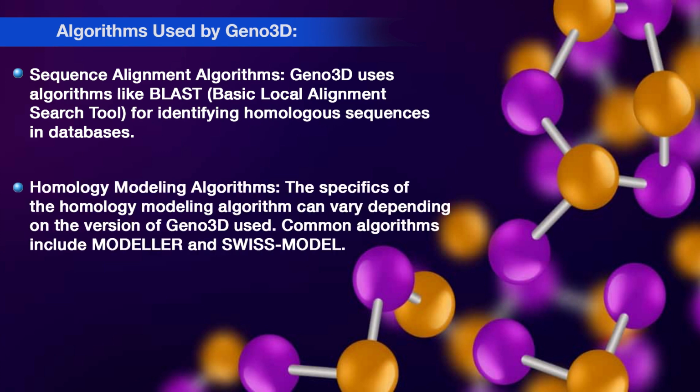Second one, homology modeling algorithms. The specifics of the homology modeling algorithm may vary depending on the version of Geno3D used. So, there are different versions. As the algorithm enhances, the software also gives better enhanced results. Common algorithms used in Geno3D are Modeler and Swiss Model.